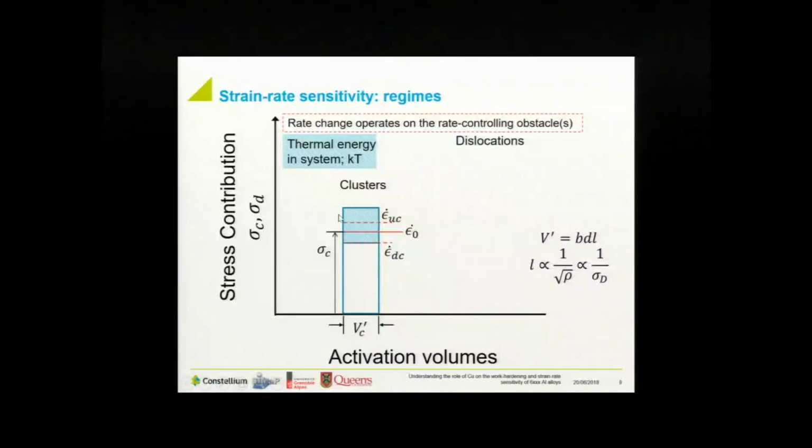So we have a certain amount of thermal energy in the system, kT, represented by the hashed light blue area. And the rate changes are always going to be acting on the rate controlling obstacles. So at yield, the only obstacles we really have present in the material are going to be these clusters. And they largely outweigh, in density, the number density of ingrown dislocations.